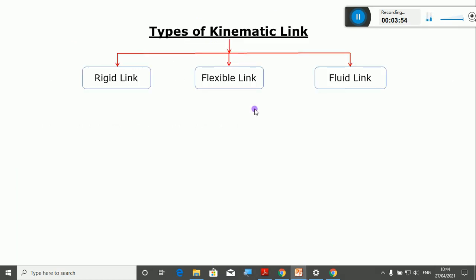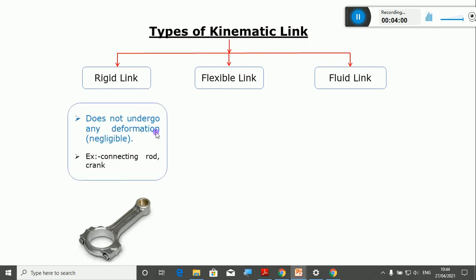After that, we discussed the different types of kinematic link. The first one is a rigid link. I gave the example of a connecting rod. If the link has negligible deformation, meaning the body does not undergo any deformation, such links are called rigid links. Examples: connecting rod and crank.